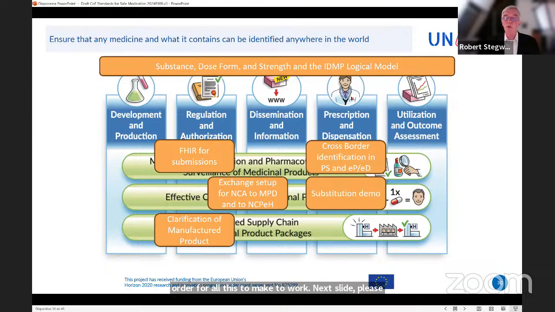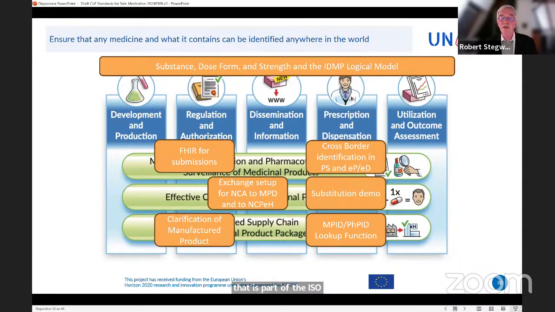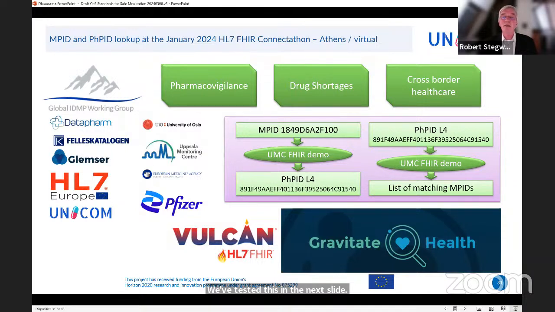So if we go to the next achievement, that's really the lookup function. We talked about substitution. You can do a substitution based on substance, dose, form, and strength. But the whole idea around the pharmaceutical product identifier that is part of the ISO IDMP set of standards is really to provide that lookup based on the medicinal product identifier in a country with the global PhPID. And I'll give you an overview of how that works. We've tested this in the next slide during the FHIR Connectathon. Actually took several FHIR Connectathons, but in Athens we actually demoed it live to people using the UMC FHIR demo.